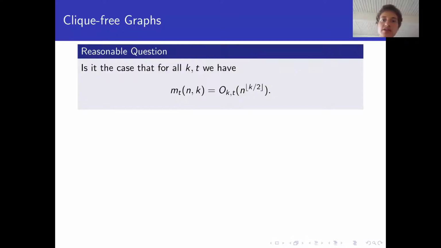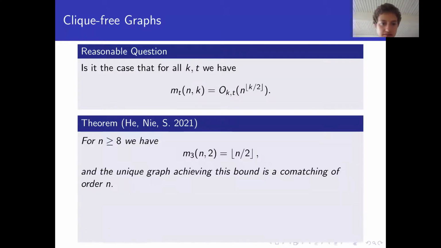So at this point, you might ask, is that genuinely the best you can do? For any fixed k and t, do we have a matching upper bound of n to the floor of k over 2? And for a while, I thought this was the case. And there's some reasonable evidence for this. In particular, for triangle-free graphs and 2-MISs, this extremal function is exactly floor of n over 2, and moreover, the unique graph which achieves this lower bound is the co-matching of order n. This strongly suggests that, at least for triangle-free graphs, if we're going to have a disjoint union of something, probably it's going to involve co-matchings.